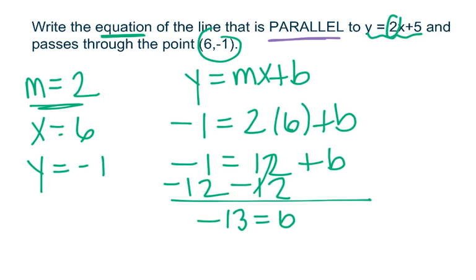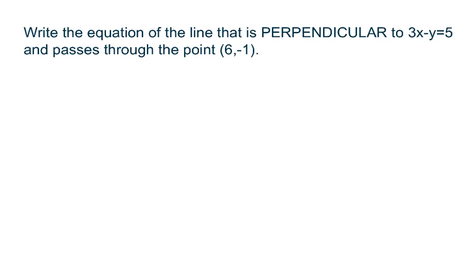so since they want the equation of the line, I'm not done, I have to go back and actually write out my equation in y equals mx plus b. So we said our slope was going to stay as 2, and we just found that our y-intercept is -13. So that would be my line.